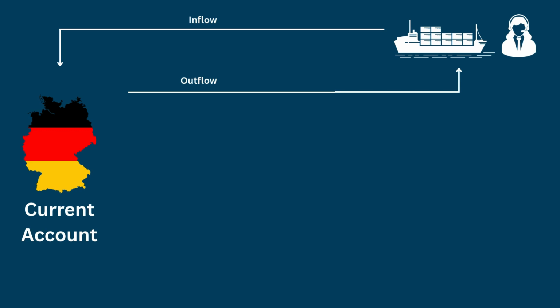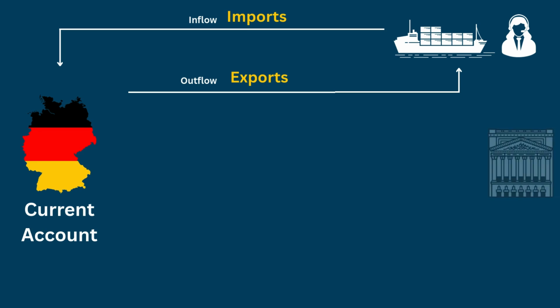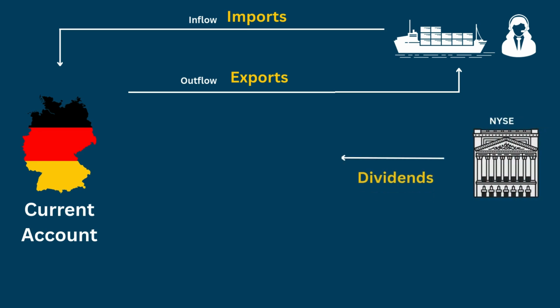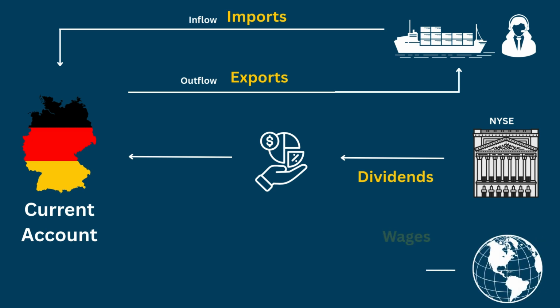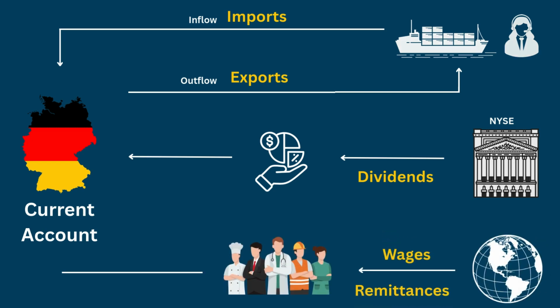The inflow of goods from abroad is called imports, while the goods sent to other countries are called exports. Additionally, the earnings from investments made abroad, for example dividends on stocks held in a foreign country, are included in the current account. It also includes incomes earned by citizens from abroad or remittances sent from a foreign country.